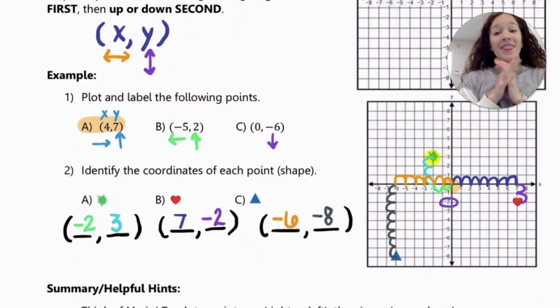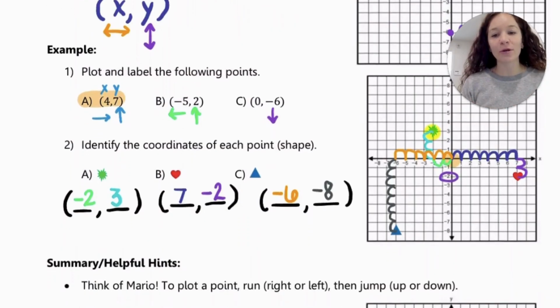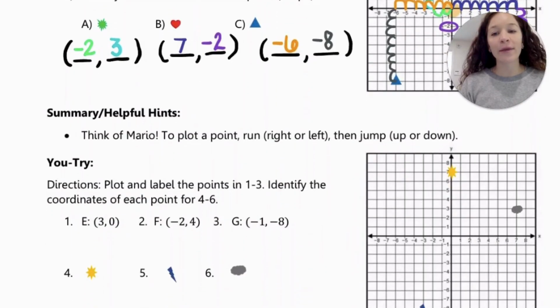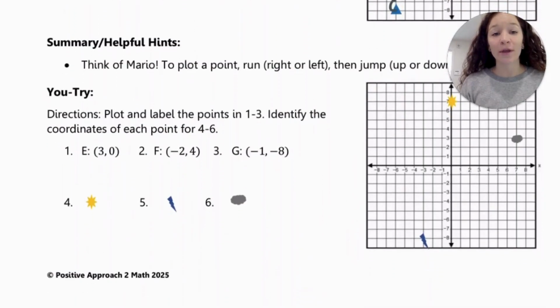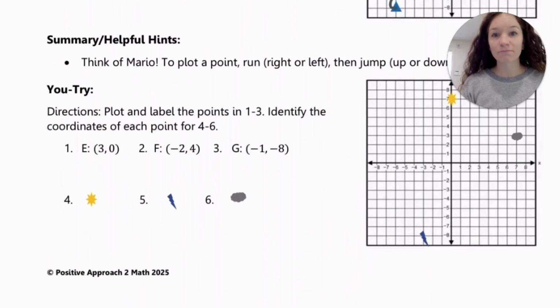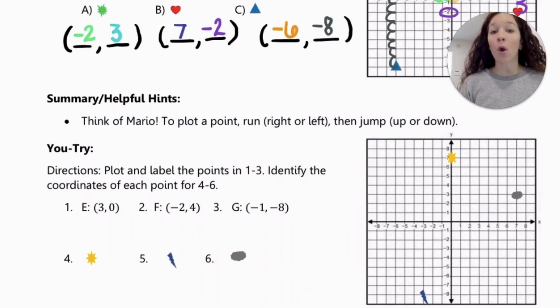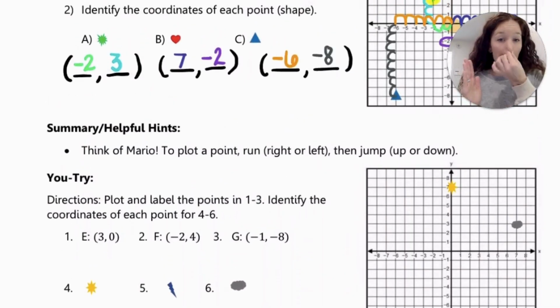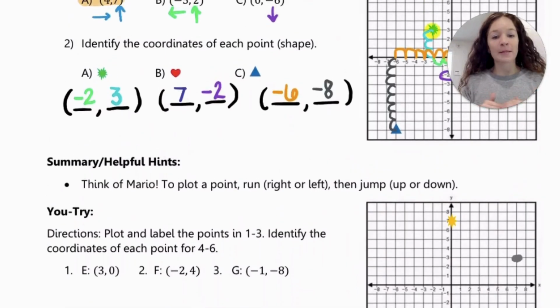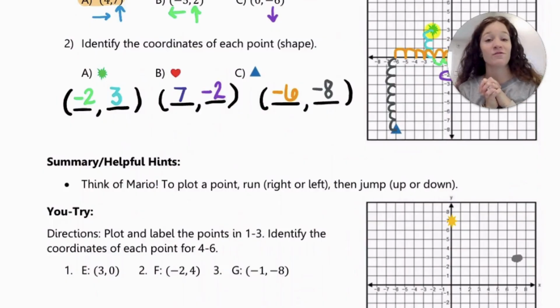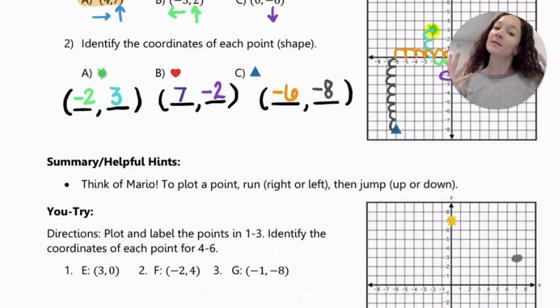So that is how we plot points. So looking at some helpful hints, we want to think of Mario. We are going to run right or left first, and then we're going to jump up or down. So we always want to make sure we do our running before we jumping. Our running to the right means we're running in the positive direction. Our running to the left means we're going in the negative direction. Our jumping up means it's a positive number. Our jumping down, diving, I like to say, means it's a negative, okay?